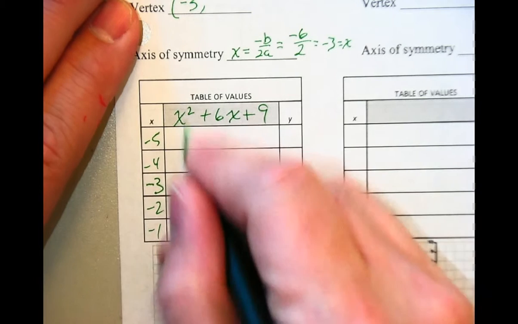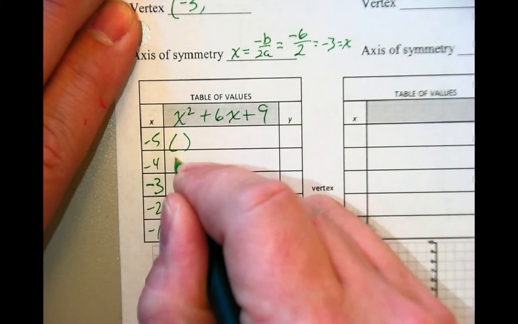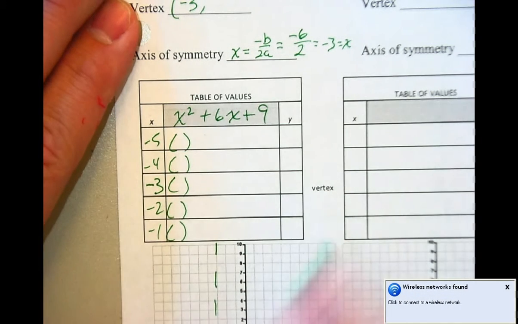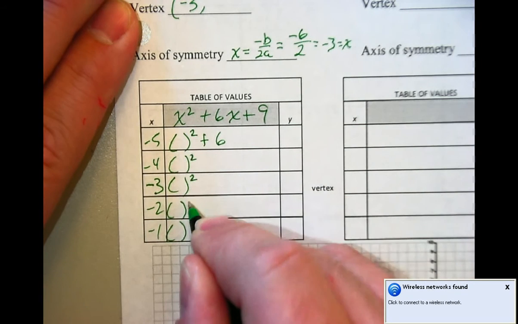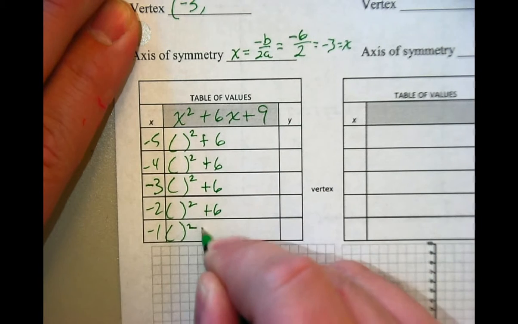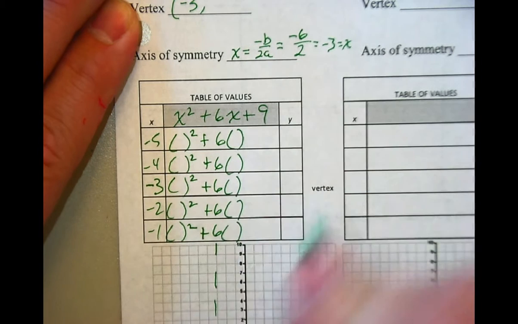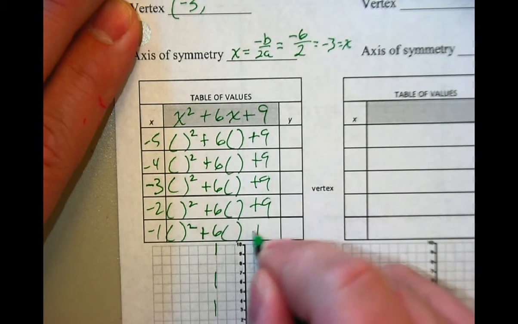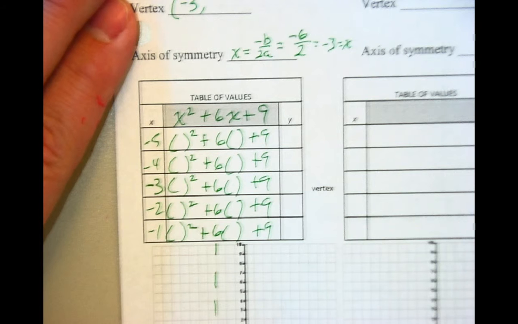And notice, these are my inputs for x. Everywhere you see x in here, that's going to be an input spot. So I'm going to put parentheses for all those x's. Oops, I forgot the squared. I'm going to put my 6, 6, 6, and 6, and parentheses, parentheses, parentheses. Very boring. Plus 9, plus 9, plus 9. The only thing that is changing is the x. Then you plug things in.